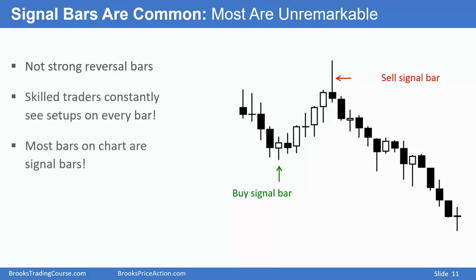A good, experienced trader is going to see setups on every bar, and therefore every bar on the chart is signaling something. You don't have to trade on every bar, but every bar is telling you something, and a scalper will take lots of trades. You might buy this close, buy that close, buy this close. Every bar is signaling a buy. And the opposite is true here.